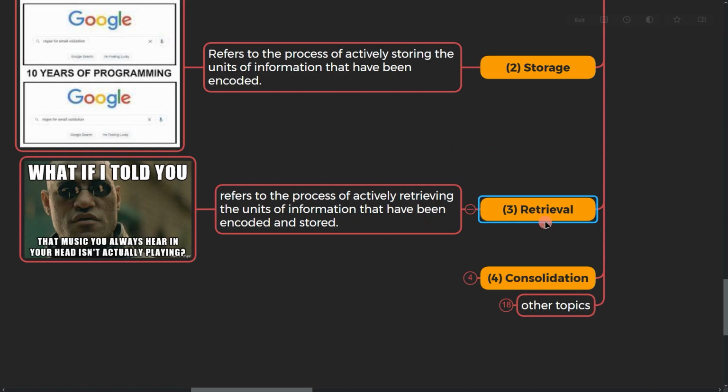Alright, so the next one is retrieval. It refers to the process of actively retrieving the units of information that have been encoded and stored. So we get something, we store it, now we want to retrieve it, which means we want to get information from our stored long-term memory to short-term memory to actively think about it.